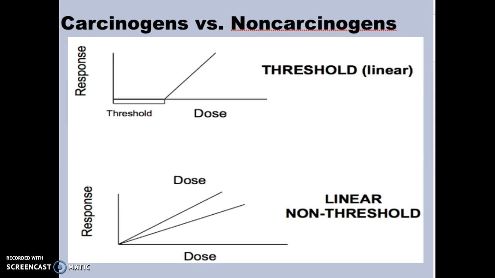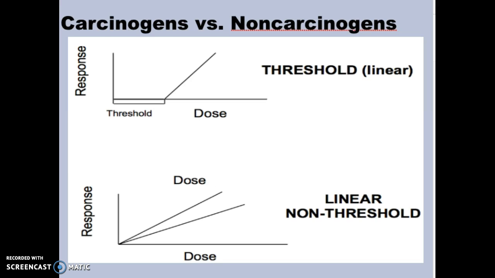On the bottom, you see 2 dose-response curves for carcinogens. Carcinogens are mostly assumed to work via a non-threshold mechanism. So even at the lowest doses on the x-axis, you see that every single bit of increased dose leads to an increased response.